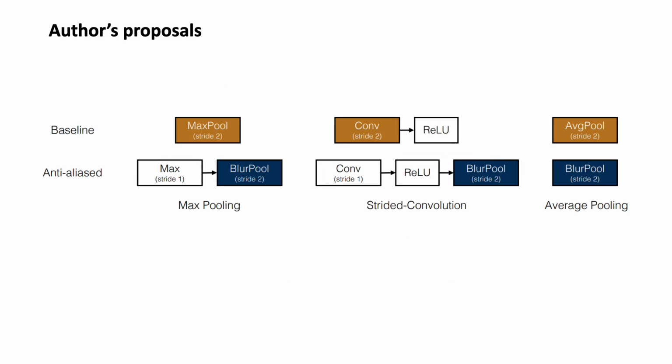The authors showed that this kind of blur pooling can also be applied to other layers other than max pooling. Any layer that does downsampling, for example, an average pool or a convolution with stride 2, can be benefited by including blur pool in the following way.